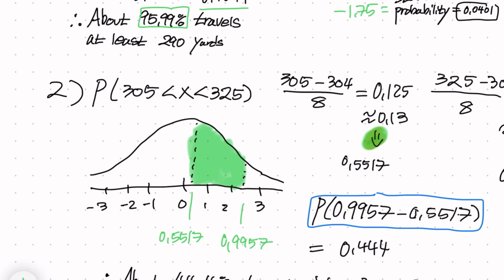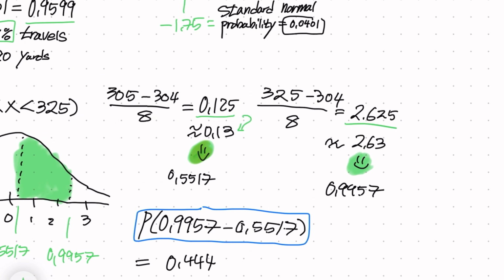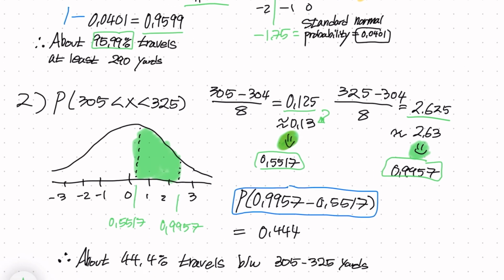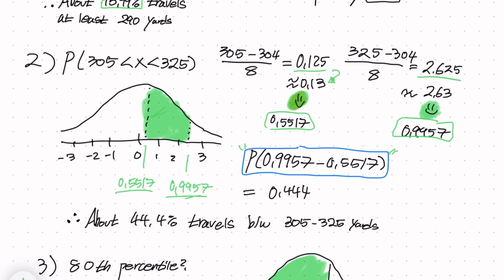So number 2. What travels between 305 and 325 yards? If I change it to my z-scores, and round them, they will look like these. I will change those in my standard normal probabilities and get these numbers. However, if they are drawn in the normal curve, it will look like this. However, that is not my percentage. I have to subtract in order to find the percentage in between those, right? So I would get 0.444, which is the proportion of drives that travel between 305 and 325 yards.